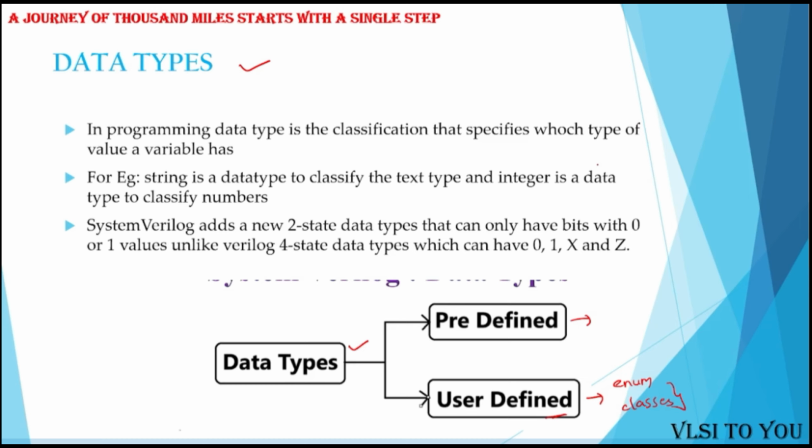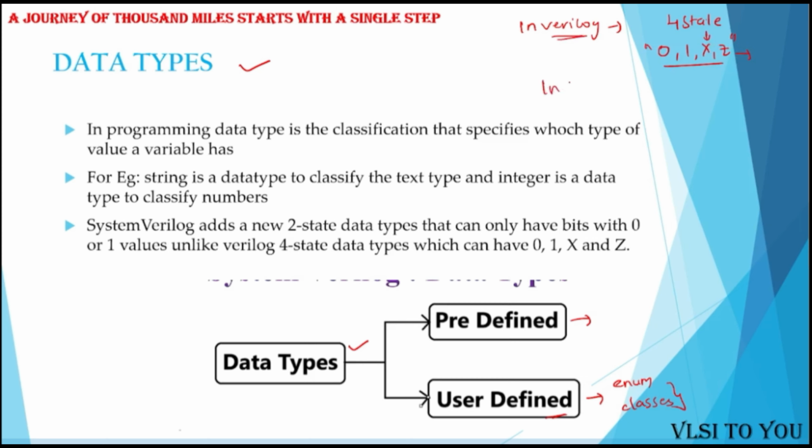Clear? One more important thing about data types in SV: in Verilog, as I have already told you, all data types are four state data types. What are the four states? 0, 1, X and Z. All the data types that you learn in Verilog are four state data types.